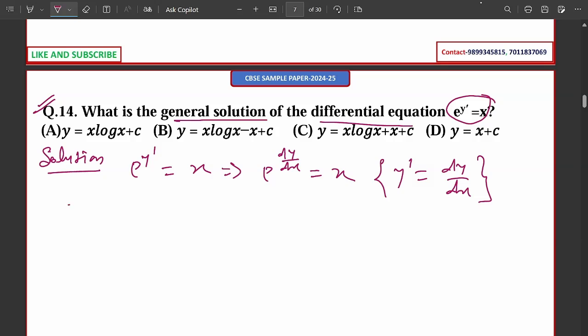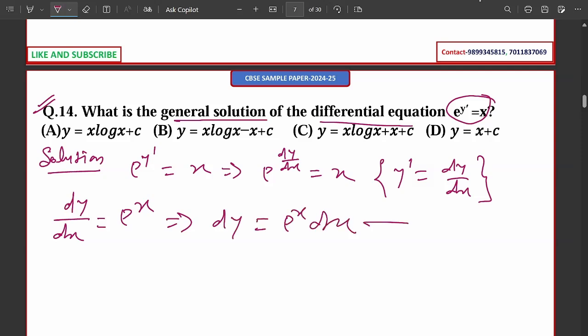this equation we can write like that dy by dx is equal to e raised to the power x. So this we can write like that dy is equal to e raised to the power x dx. This is a main equation. We can integrate this equation. So this equation is dy is equal to integration e to the power x dx. So we can write this equation like that.